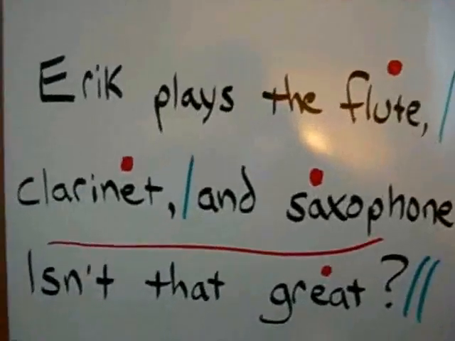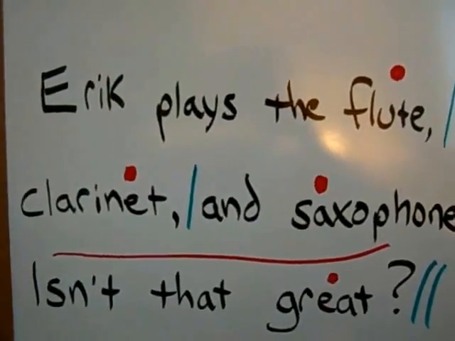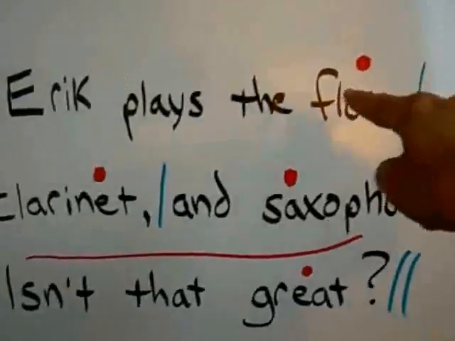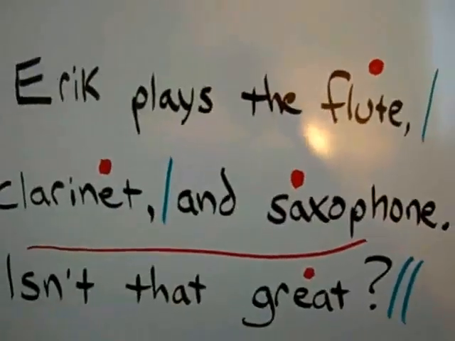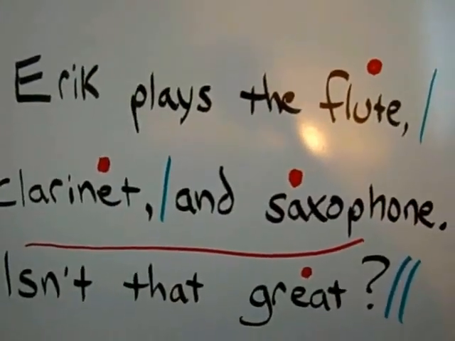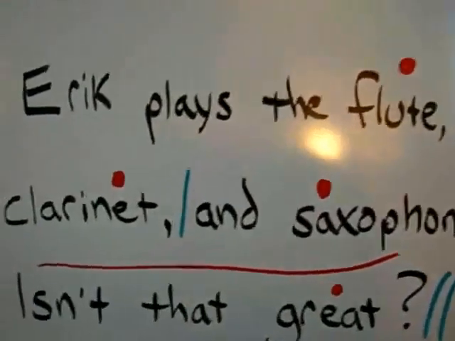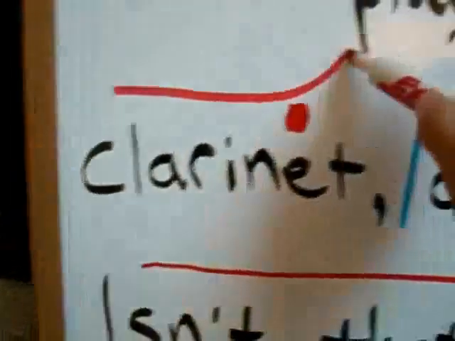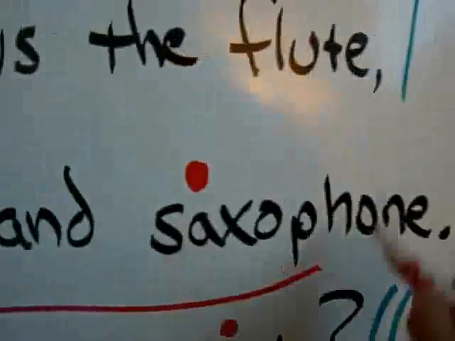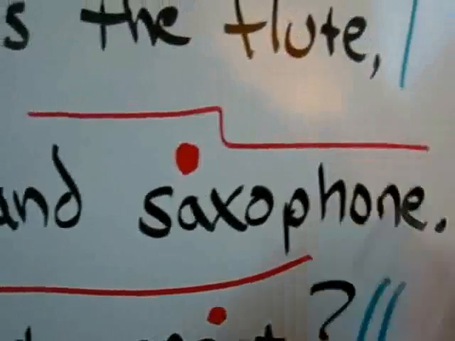Now this sentence is a list. We're listing information. Eric plays three instruments. 1, 2, 3. When we have a list, we use rising intonation in each phrase until we get to the final item of the list. So we're actually going to go up on flute, then we'll go up again on clarinet. This is our final item in the list, so we're going to go down.